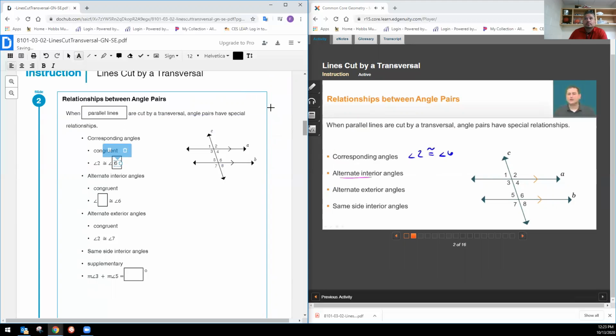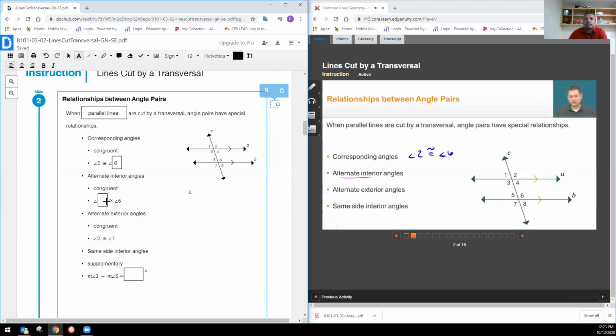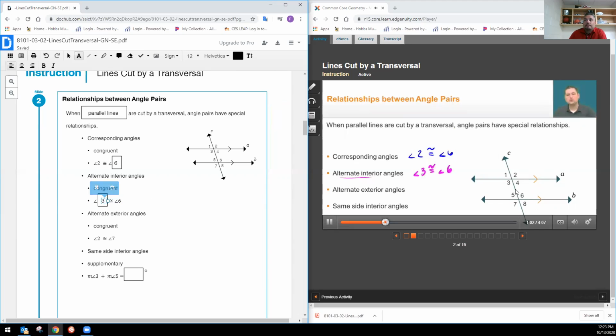Alternate interior angles. Now remember, corresponding angles are in the same relative location, but alternate interior angles are interior angles on opposite sides of the transversal, but in the different groupings formed by the two intersecting lines. Those alternate interior angles, such as angle 3 and angle 6, would be considered congruent as well. Angle 4 and angle 5 also.